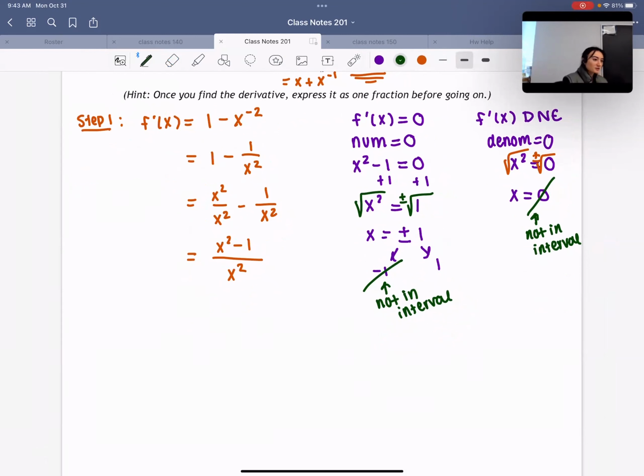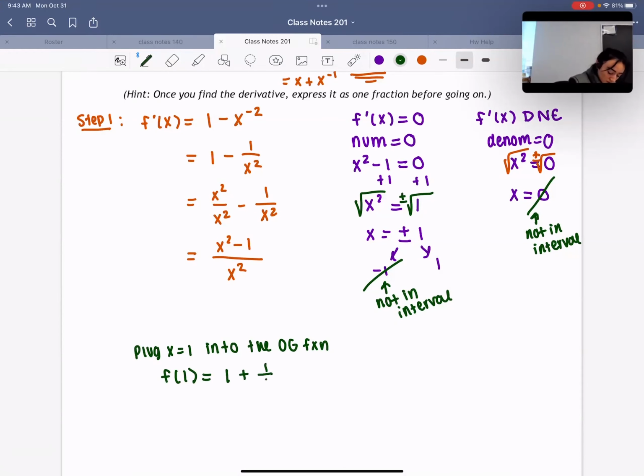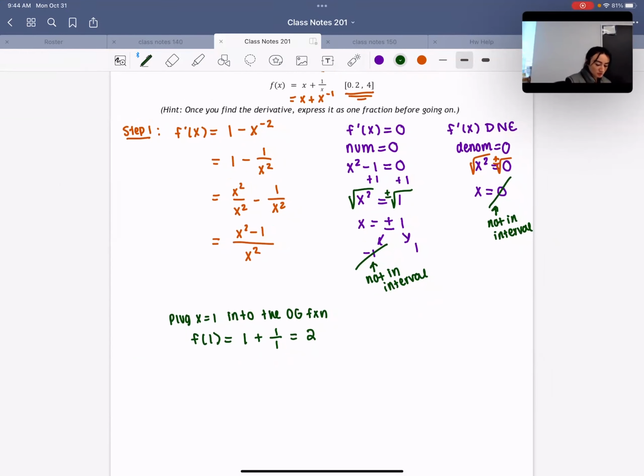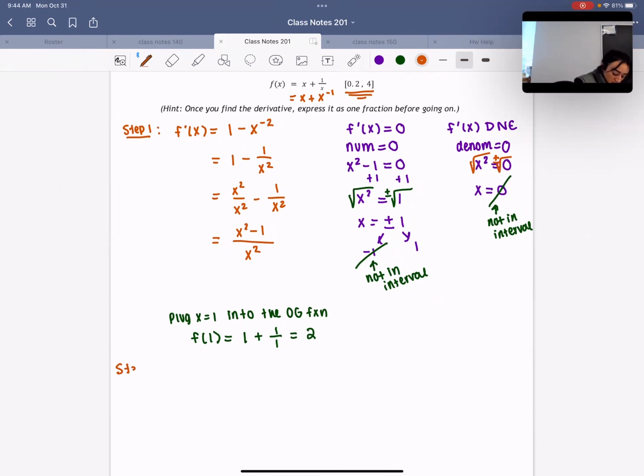Am I plugging my numbers into f or f prime? I'm going to plug in x equals 1. What am I plugging it into, the original function or the derivative? The original function, good. We have f of 1. F of 1 is going to be 1 plus 1 over 1, which is 2. So that's one of the values I'm interested in. Could be my absolute min, could be my absolute max. We don't know yet. Let's do step number 2.